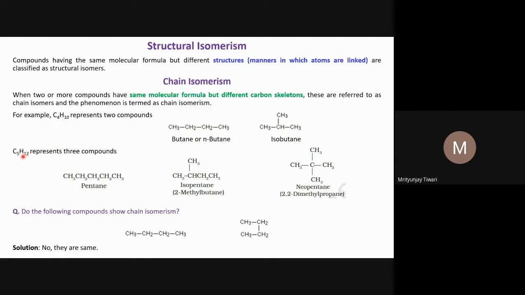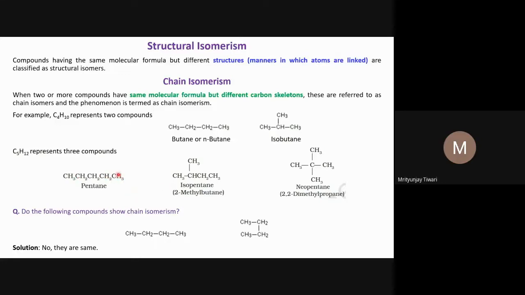Now the molecular formula C5H12 represents three compounds. This example is CH3, CH2, CH2, CH2, CH3. So 5 carbon atoms, and then we put hydrogen atoms accordingly to saturate the valency of all the carbon atoms, that is the tetravalency. So 3 hydrogen atoms go to this terminal carbon, 3 to this terminal carbon atom, and all the intercalary carbon atoms will be linked to 2 hydrogen atoms.